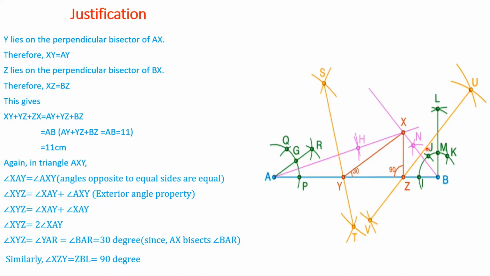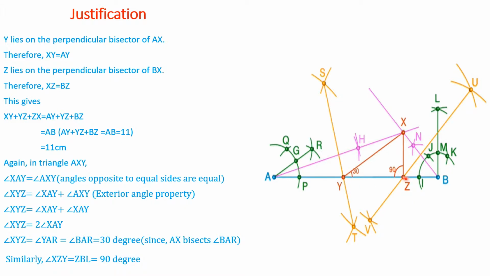Similarly, this perpendicular bisector is drawn. BX is a line segment to which UV is a perpendicular bisector. So any point on the perpendicular bisector, which is Z, is equidistant from the endpoints of BX, because BX is the line to which the perpendicular bisector is drawn. So Z is equidistant from B and X. So ZB and ZX are equal, or you can say XZ and BZ are equal.